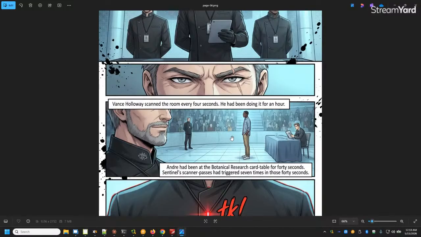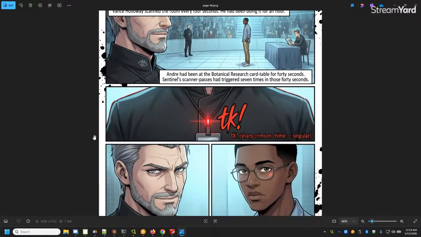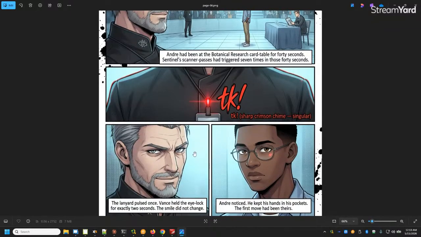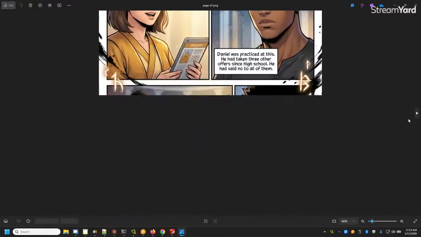Vance Holloway scanned the room every 4 seconds. He had been doing it for an hour. Andre had been at the botanical research card table for 40 seconds. Sentinel scanner passes had triggered 7 times in those 40 seconds. Okay. The lanyard pulsed once. Vance held the eye lock for exactly 2 seconds. The smile did not change. Andre noticed. He kept his hands in his pockets. The first move had been theirs. All right.